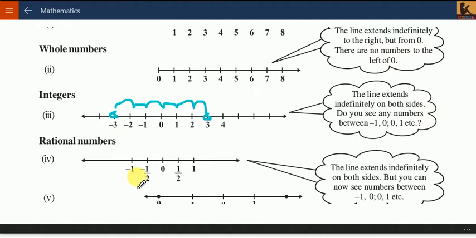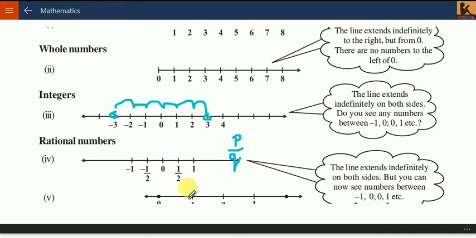Now what about rational numbers? As you know, rational numbers are in p by q form, and you can write any integer also in rational form, where q is never equal to 0. On the number line we have the numbers 0 and 1. Between 0 and 1 there are many numbers. They are rational numbers like 1 by 2. It's half of 1, and minus 1 by 2.